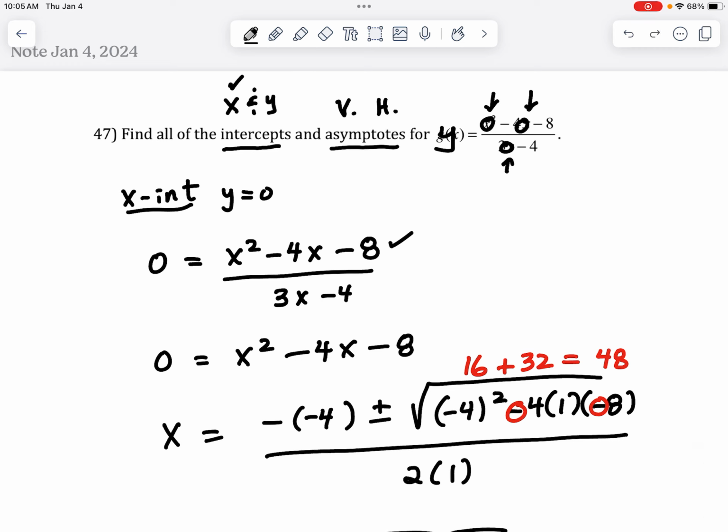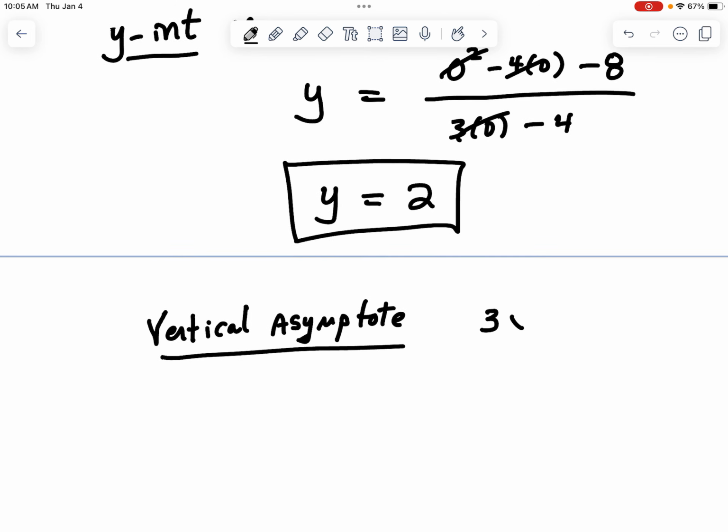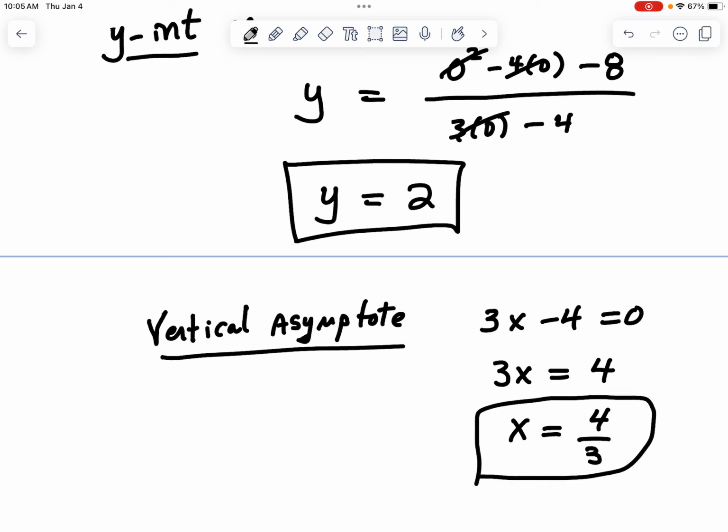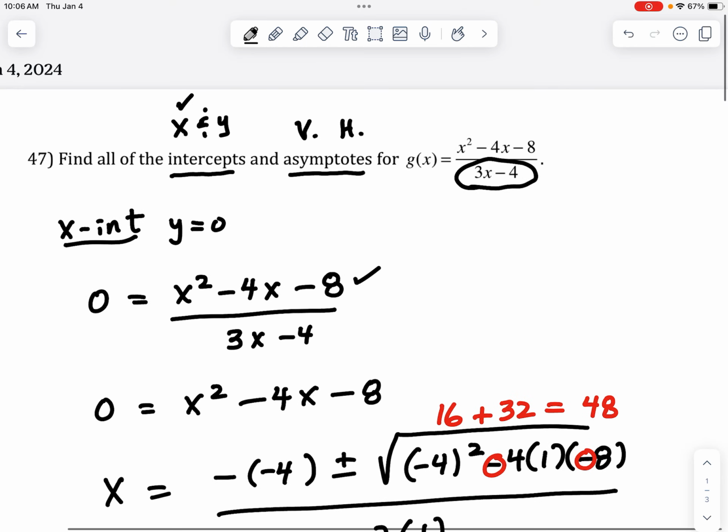Next, the vertical asymptote. So let me just clean up this function. The vertical asymptote means when does the bottom equal 0? So when does 3x minus 4 equal 0? For that, we could just add 4 to both sides. It's going to leave 3x equals a positive 4. And then divide both sides by 3, and it's going to be x equals 4/3. Okay, so this is actually starting to speed up. That's good news. So we're done with this one, this one.